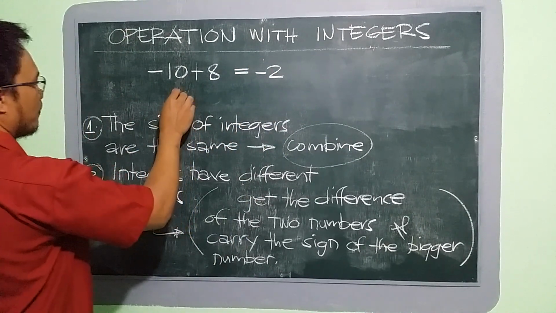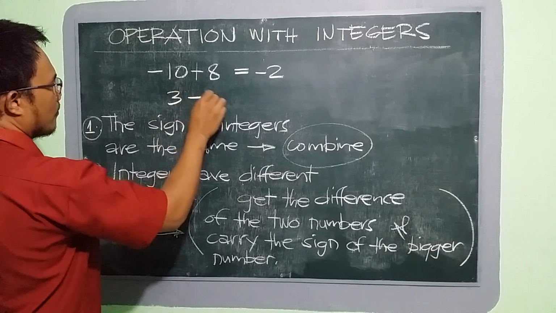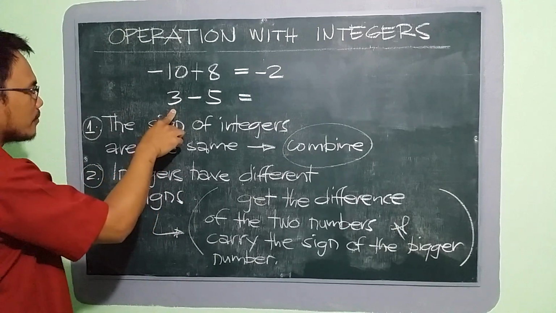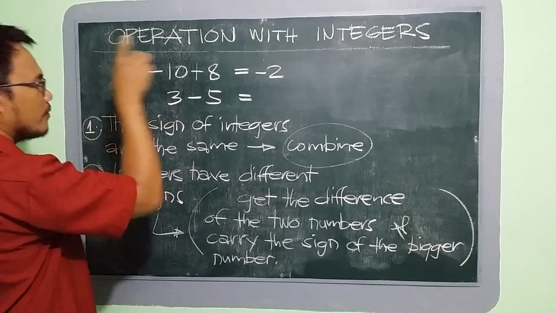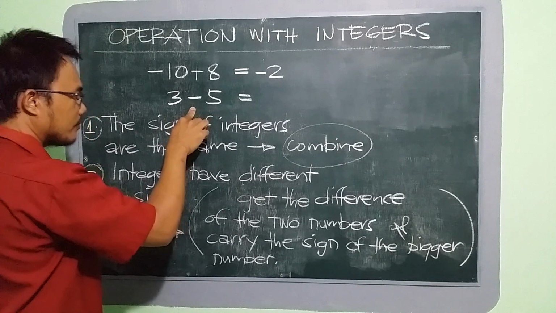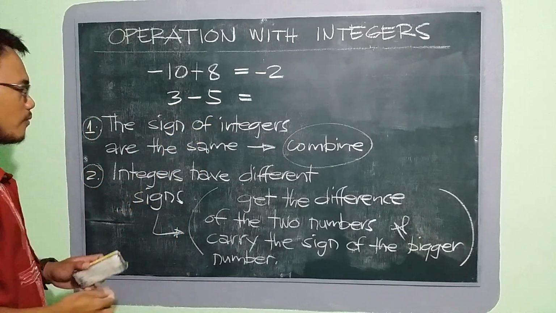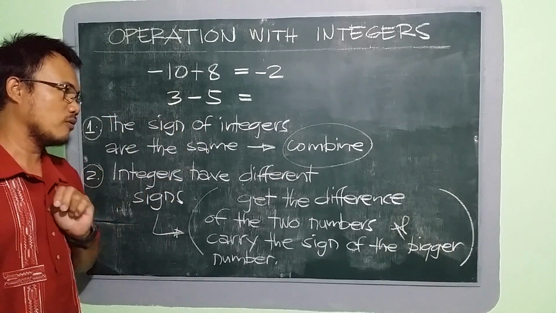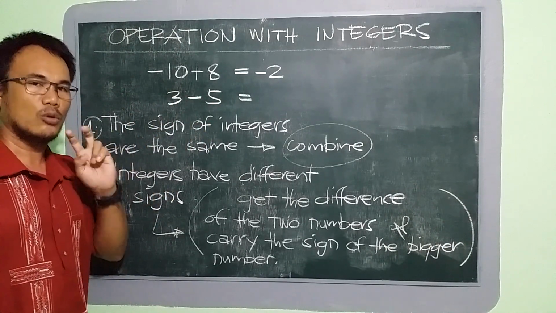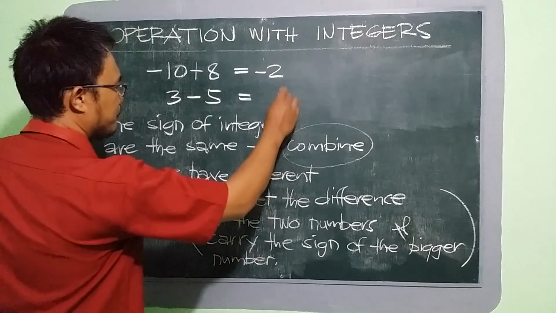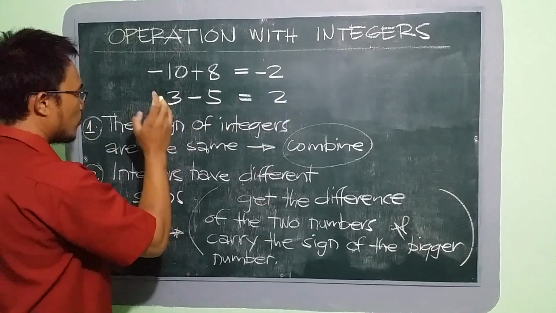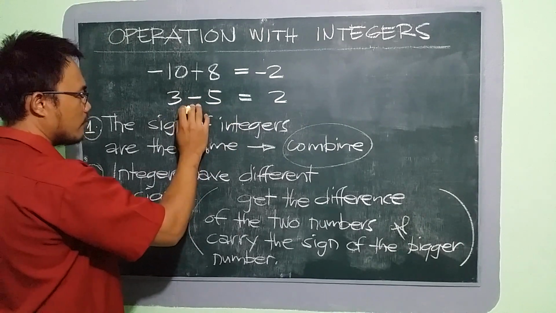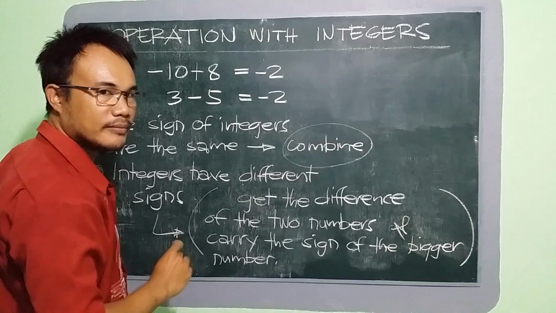Another example. We have 3 minus 5. Since 3 is positive and 5 is negative, they have different signs. Therefore, based on our rule, simply get the difference between the two numbers. So the difference between 5 and 3 is 2. Since the bigger number between 3 and 5 is 5, and the sign is negative, therefore our answer is negative 2.